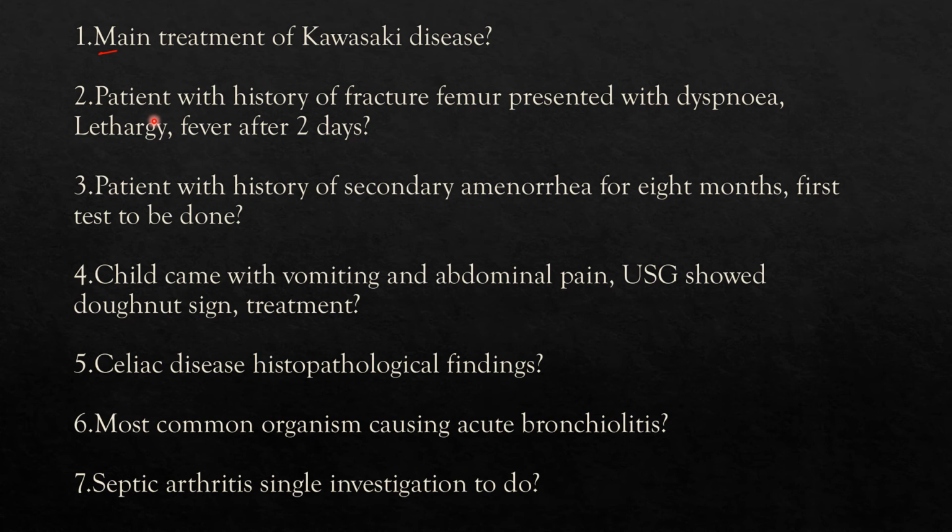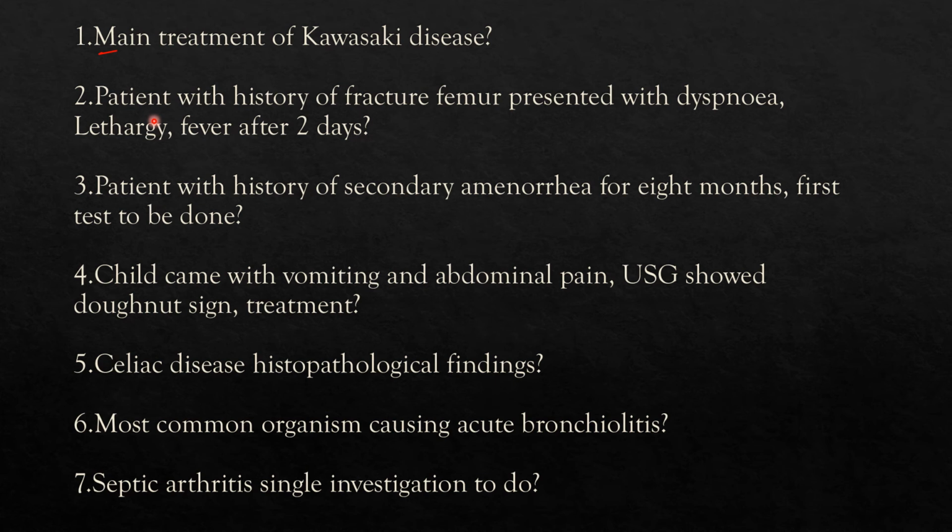They actually gave some of the features that are seen in histopathology, and they asked to find which is the appropriate answer. So remember the main findings that we get in the biopsy are villus atrophy, crypt hyperplasia, and also an increase in intraepithelial lymphocytes. So that was this question.